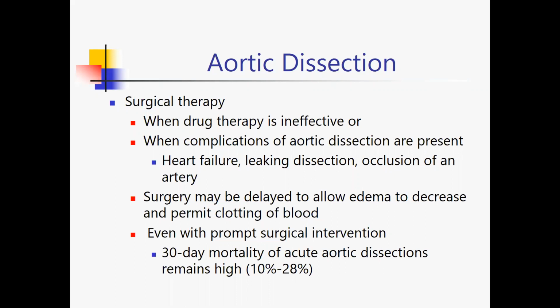So we have to watch our clotting time. Think about taking that patient to the OR and their clotting times are off and you're going to fix this area, they could bleed to death. Prompt surgical intervention. I say emergent surgical intervention. The 30-day mortality rate for folks who have an aortic dissection remains still high, up to 10 to 28%.